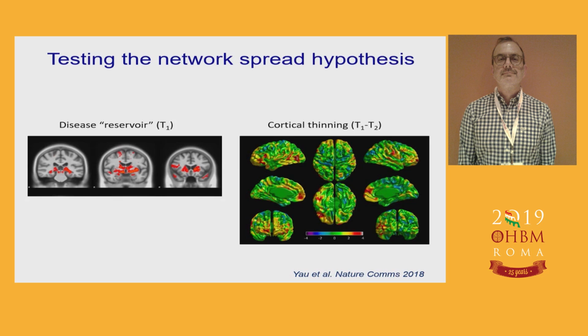And then the prediction is that cortical thinning from time 1 to time 2 would be proportional to disease exposure, which is based on connectivity and atrophy. So any voxel or any vertex in the cortex, its connection to the disease reservoir multiplied by the amount of atrophy in the disease reservoir would determine its likelihood of being thinned. In other words, its exposure to the infection. And indeed, this is what we found.